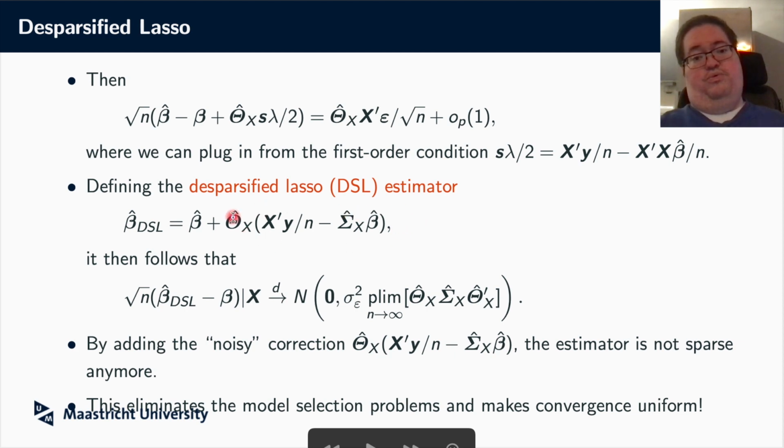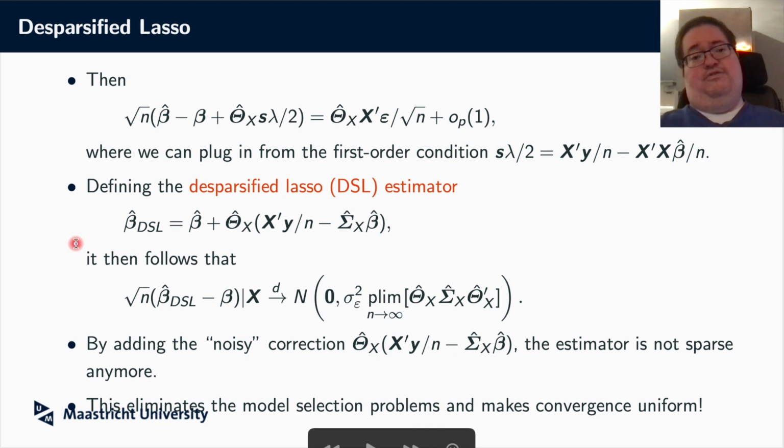Now, the reason why we add that thing to it is because now we have this nice term on the right hand side. And this term will give us normality exactly as we want to have. So what we're doing is we're adding essentially some noisy correction. So we're killing off the zeros, because this, of course, will not be 0. And we're killing off the zeros in the beta hat. And by doing so, we eliminate model selection. And that actually is enough to make convergence uniform.